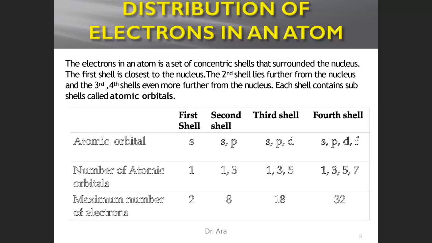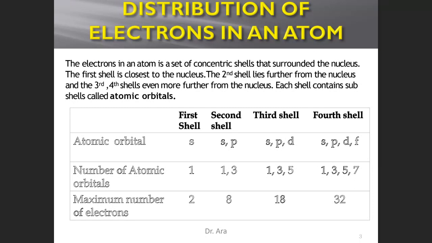So these electrons in the atom set up shells that surround the nucleus. The first shell is closest to the nucleus, then the second, then the third, and so on. The fact is that electrons move around the atom at different energy levels.